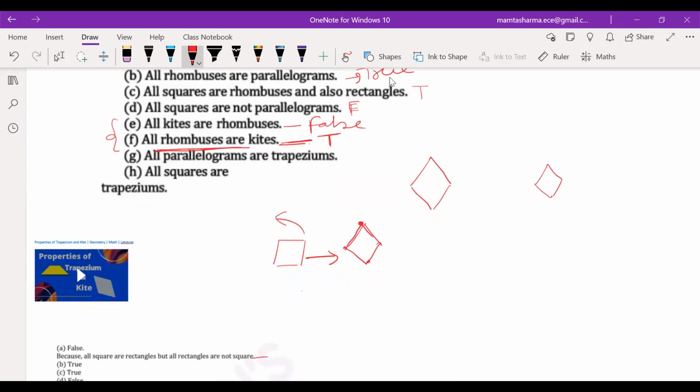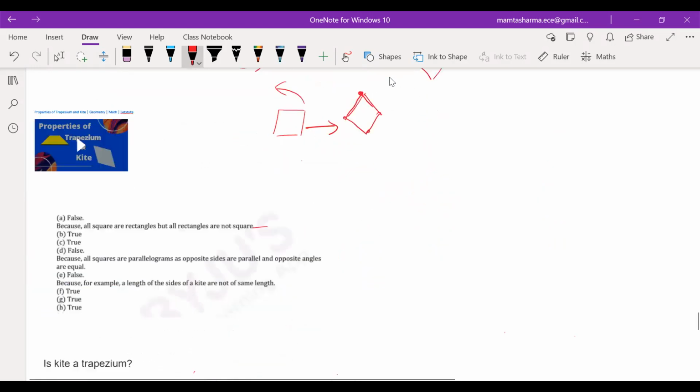All parallelograms are trapezium. True or not? Tell me, Abhinav. Yes, ma'am, it is true. All squares are trapezium. Ma'am, false. It is true, because all squares are parallelograms and all parallelograms are trapezium. Okay, ma'am, got it.